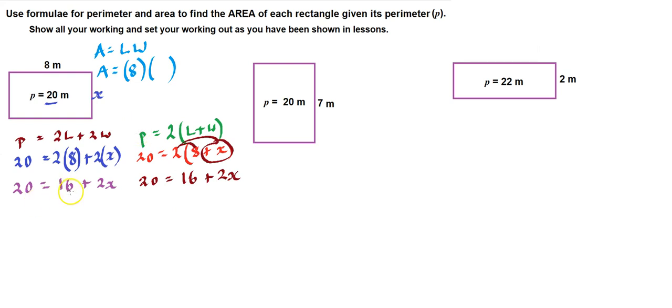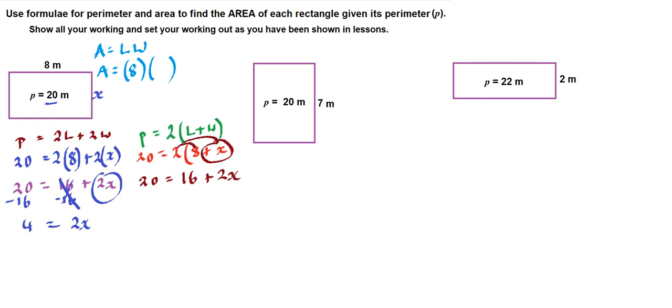Okay, so the next line, we have to cancel out the 16. So we minus 16, minus 16. Now 16 minus 16 is 0, we cancel that out. It's gone. On this side, we're left with 2x, and on this side, 20 minus 16, that's 4.